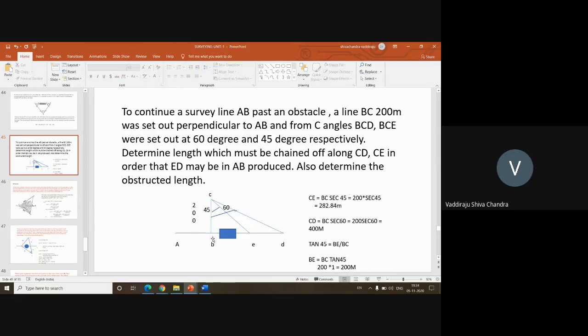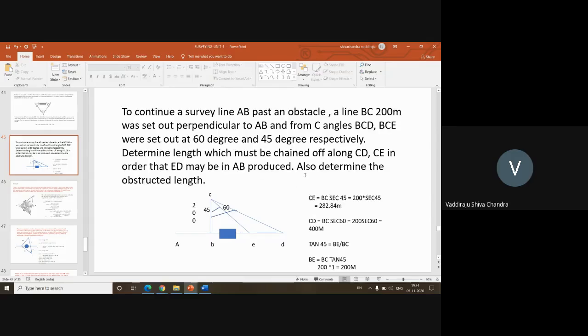Similarly, from triangle BCD, the angle is 60 degrees. So secant theta, secant 60, is equal to CD by BC. So CD is equal to BC sec 60. 200 into sec 60 is 400 meters. That is the second problem.